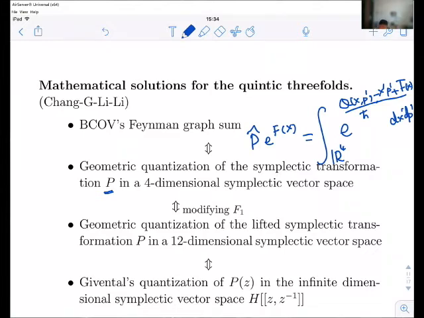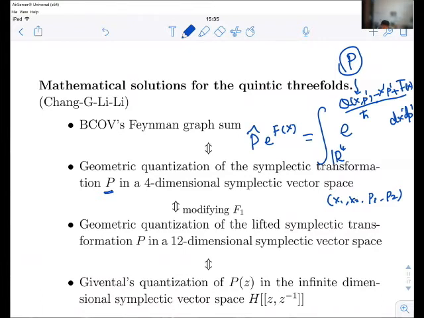So this Q is some quadratic form. And this Q is defined from this propagator matrix, this symplectic transformation P. Oh, sorry, this big P is not this coordinate small p. You can use this P to define this Q. So this is four-dimensional, meaning we have x equals x1, x2, and p1, p2. So this is a very simple classical result. You just do some simple computation, and you can find this is exactly the BCOV Feynman graph sum.